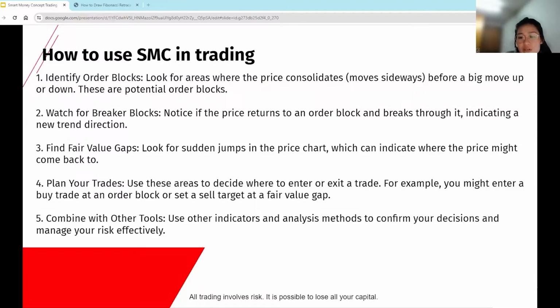And number four, plan your trades. You want to use these areas to decide where to enter or exit a trade. For example, you might enter a buy trade at an order block or set a sell target at a fair value gap. And number five, combine with your other tools, like your other indicators and analysis methods, to confirm your decisions and manage your risk effectively.